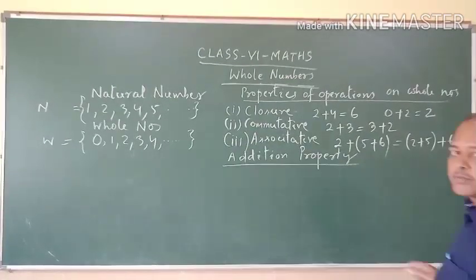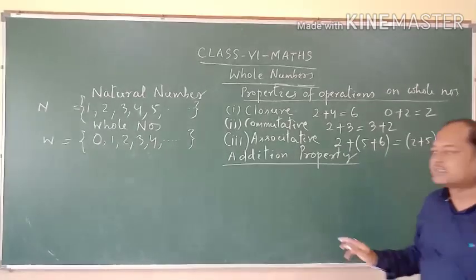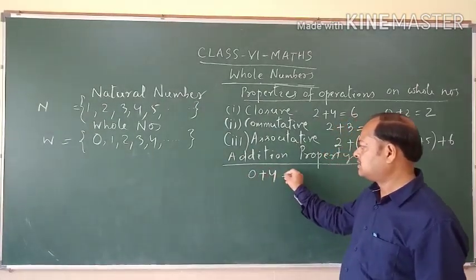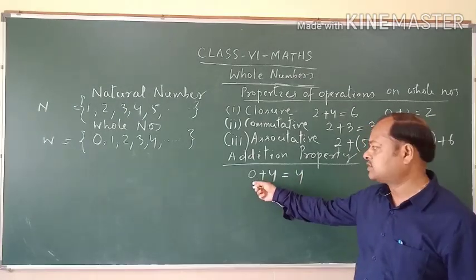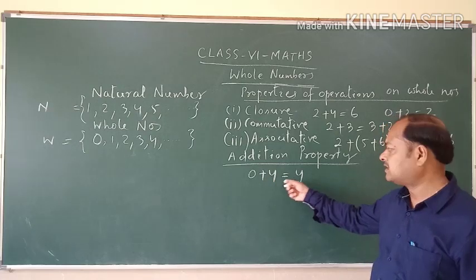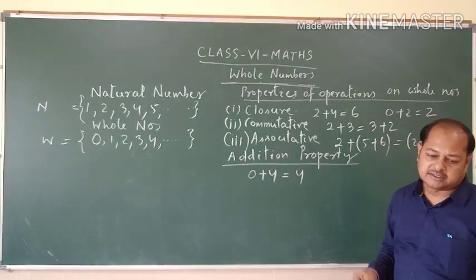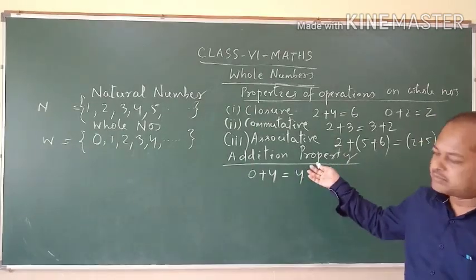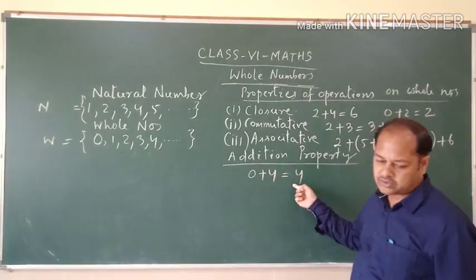Now let's see another property that is called addition property. What is addition property? It says that if 0 is added to a whole number, the result will be the same whole number. So for example, here 0 is added to 4 and the result is 4. So this is called addition property. Adding 0 to a number gives the number itself, so we can write 0 plus 4 equal to 4.